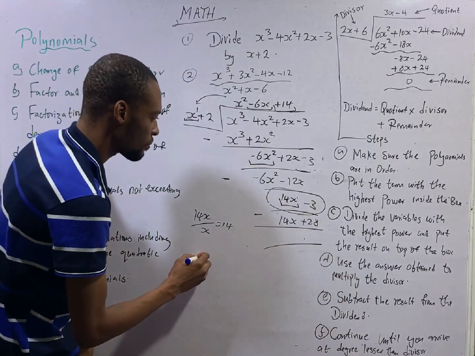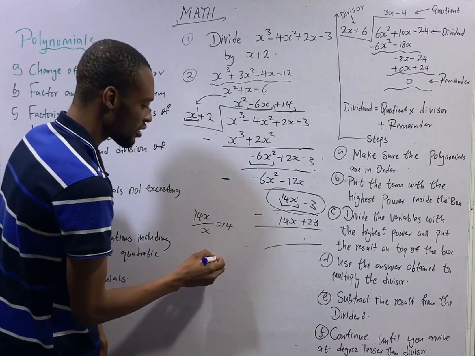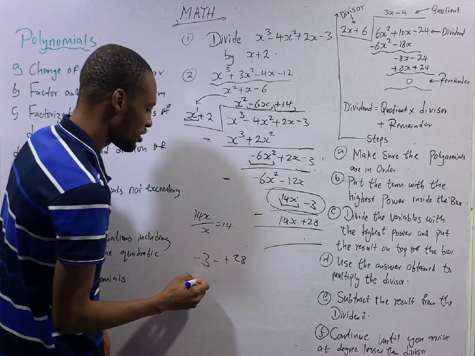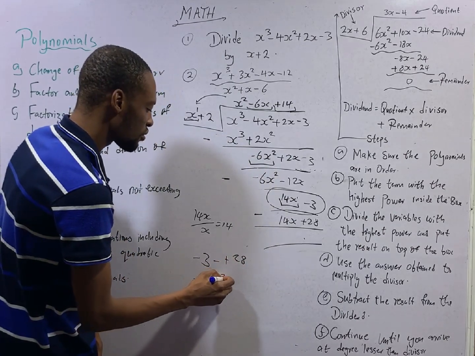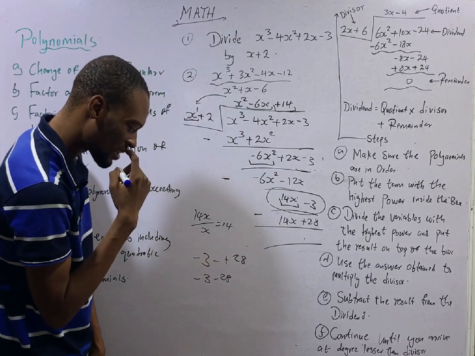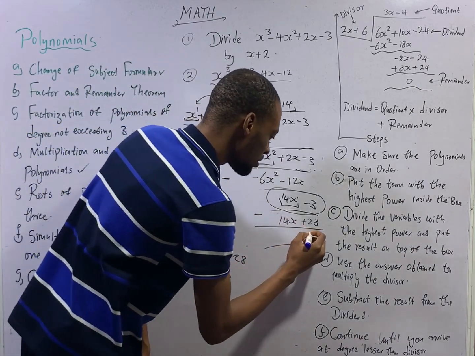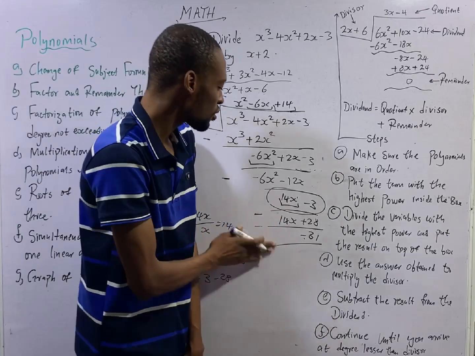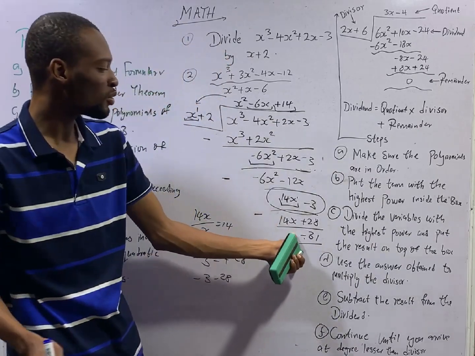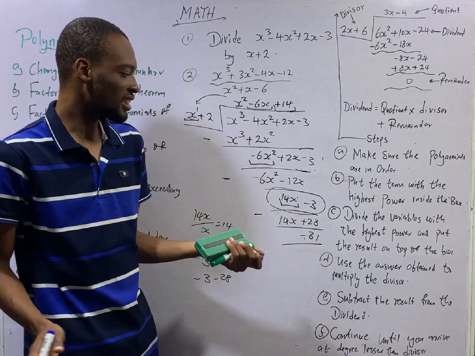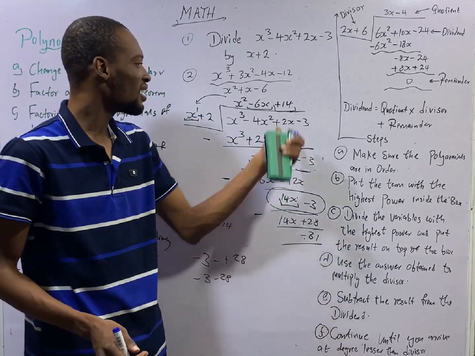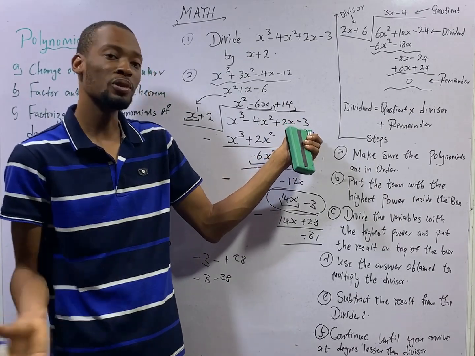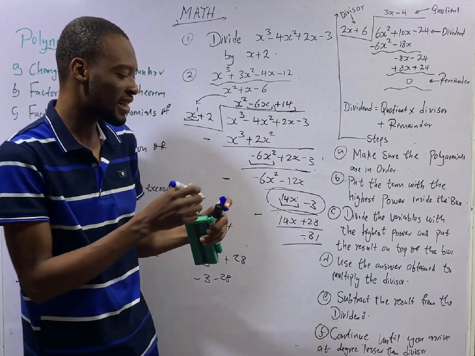This is minus 3, and there is a minus here. Minus plus 28. This is minus 3 minus 28. That should give you minus 31. 14s minus 14s is 0. So we've gotten an answer of lower degree than the divisor. That is it. Here is our remainder. Here is the quotient. Here is the dividend, or you can simply say the polynomial, and here is the divisor.